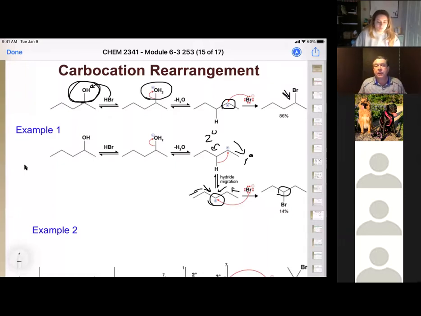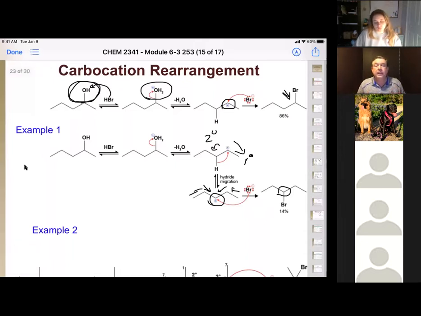So it doesn't happen all that much. It mostly happens between a secondary and a tertiary. So when you're doing your homework and you form your carbocation and it's a secondary carbocation, look to see if you can move that carbocation 1 carbon over and make a tertiary. If you do, it's going to be one of your reaction products.